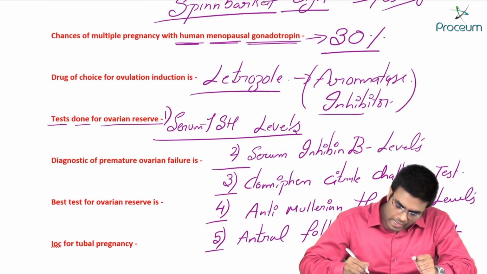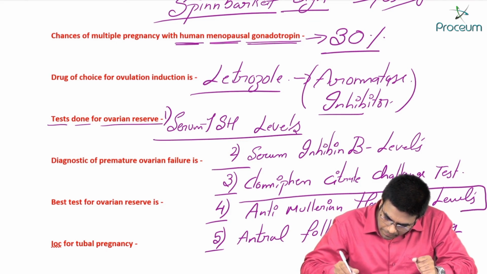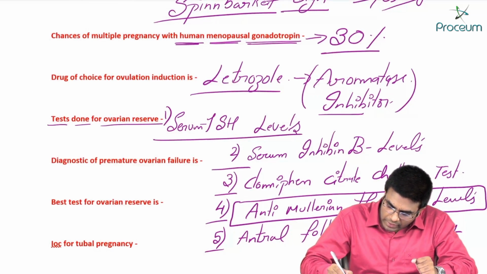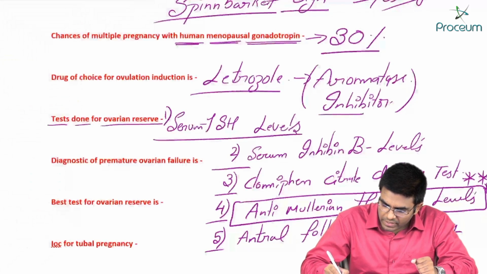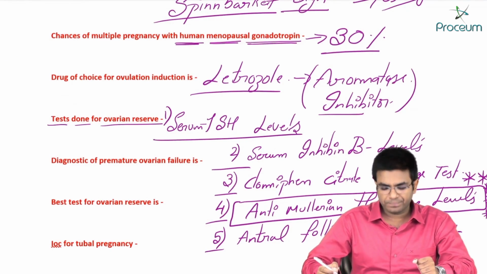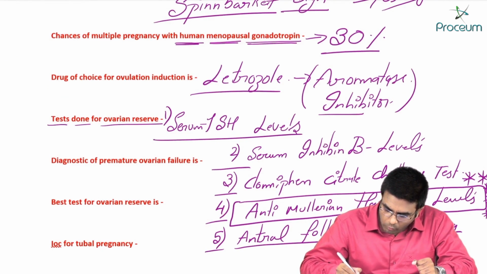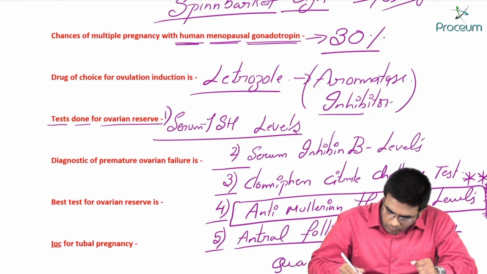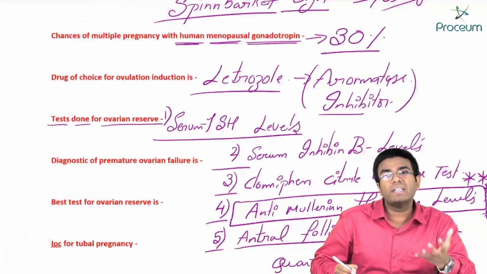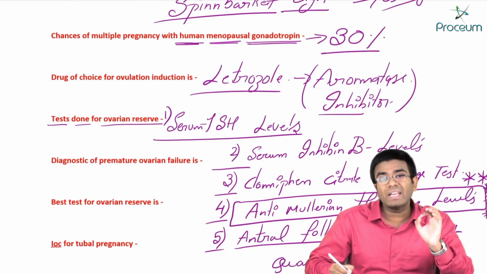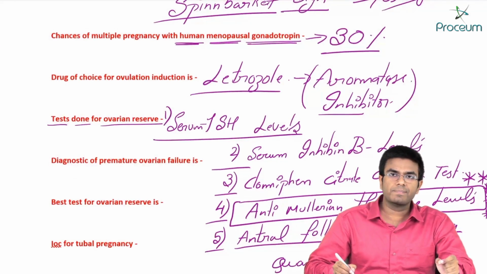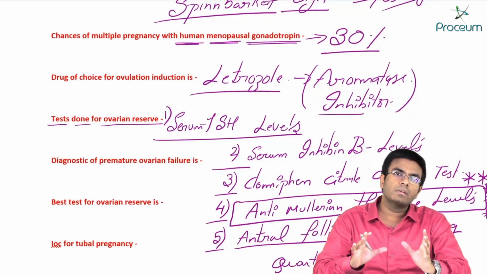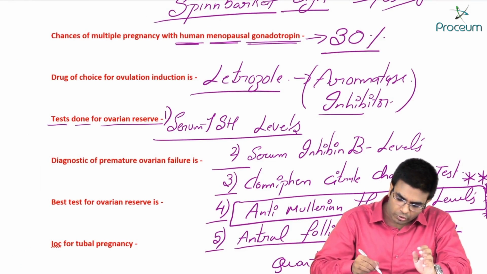But the most important point is that the best test to know the ovarian reserve is anti-Mullerian hormone levels. This is the best qualitative test. Antral follicular counting is a quantitative test, as we are counting the number of follicles. So the best qualitative test is checking the anti-Mullerian hormone levels. They can ask a question like this: all of the following are tests used for knowing ovarian reserve except. So you should know these 5 tests.